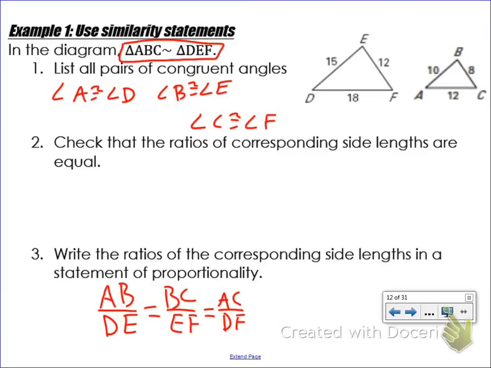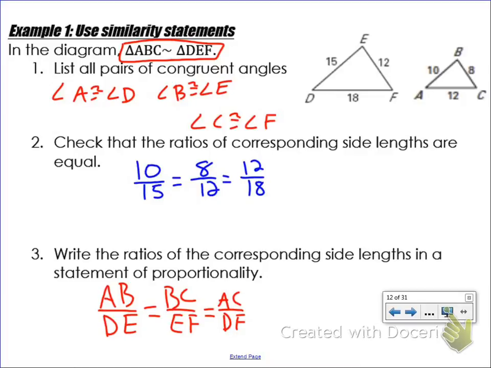Now the reason why I did this first is because number 2 wants us to check that the ratios of the corresponding side lengths are equal. This is going to be a lot easier with my statement of proportionality because all I need to do is just substitute right now. So we'll start with AB over DE. AB, according to my diagram, is 10 over DE, which is 15. That's my first ratio. Now that should be equal to BC, which is 8, over EF, which is 12, which is equal to AC, which is 12, over DF, which is 18.